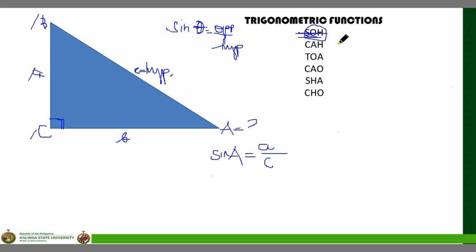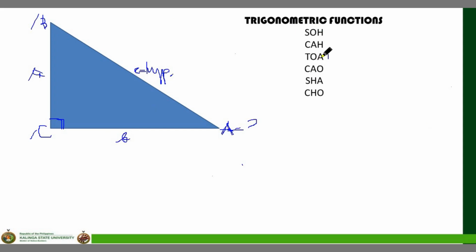Next is the cosine, and that is equal to adjacent over hypotenuse. If this is angle A, what is the adjacent side of angle A? The adjacent side of angle A is side B.